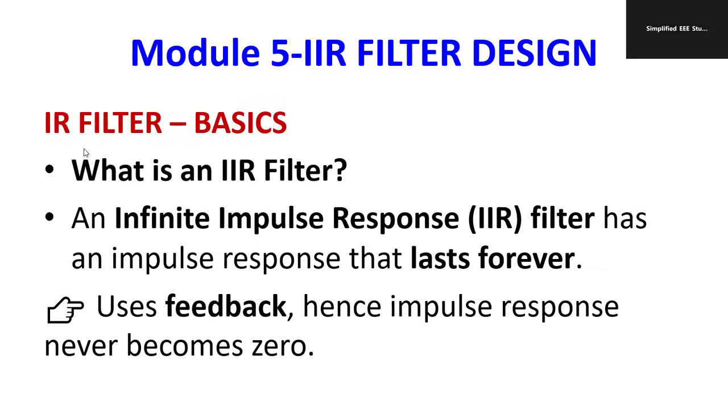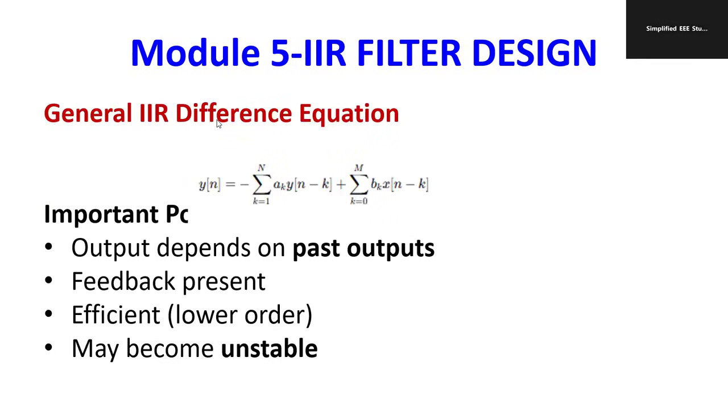So regarding the IIR filter, what is an IIR filter? An infinite impulse response filter is one whose impulse response lasts forever. That is called the IIR filter, which uses mainly feedback. Regarding the IIR difference equation, you have to follow this particular equation very clearly. y of n equals minus the sum from k equals 1 to N of a k y of n minus k plus the sum from k equals 0 to M of b k x of n minus k. So it is better to represent the given form in this particular fashion.